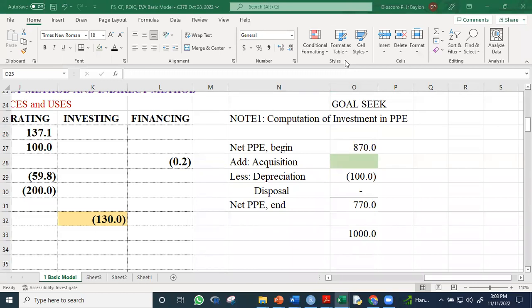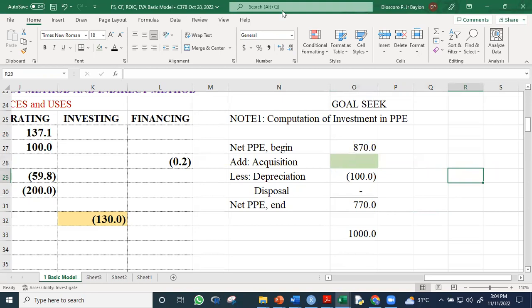For more complex problems, goal seek really comes in very, very handy. This is just a simple computation, and we easily computed for it just by looking at it. We know that the acquisition is 230. But let me just illustrate a tool in Excel which you can use when you're solving unknowns like this. We know that this one should be 1,000, right? But it's 770. So what we want Excel to compute is this acquisition. How much did the company invest in PPE?